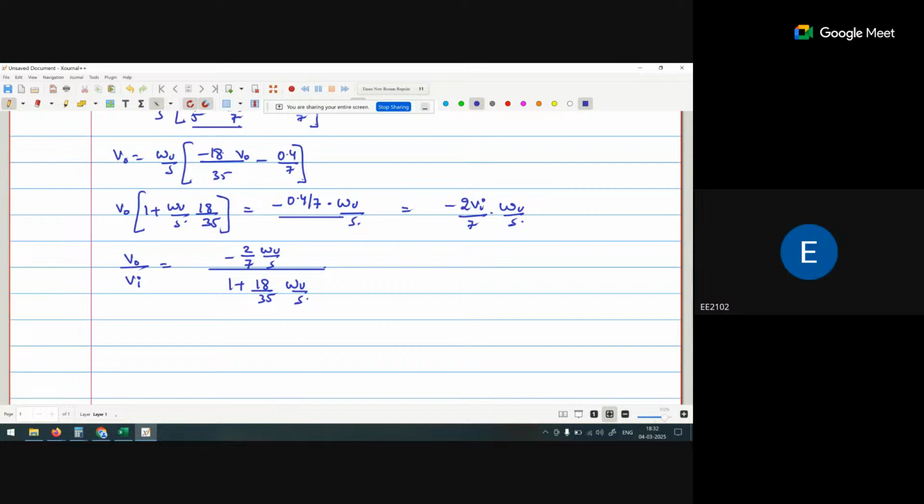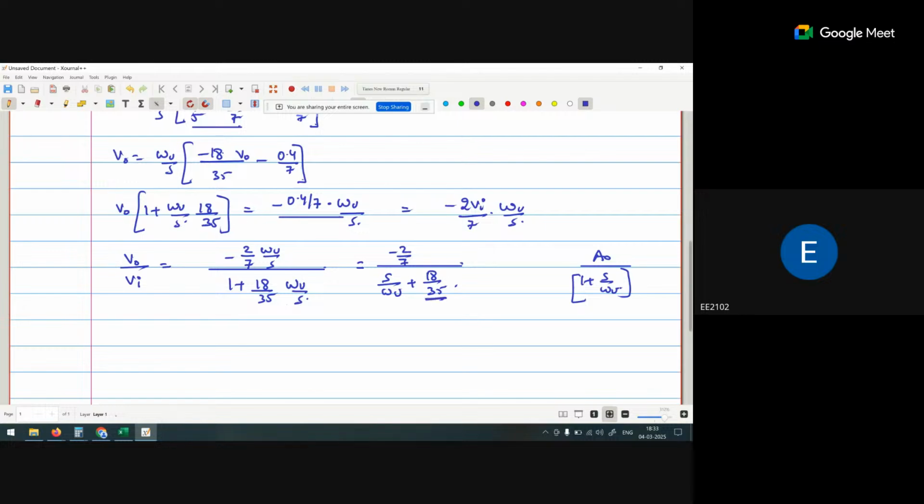Now what do we do? Convert the denominator into the form of s by omega u. So just take omega u by s common from the denominator and cancel it out. That is minus 2 by 7 upon s upon omega u plus 18 by 35. Now if I compare, it is the A naught upon 1 plus s upon omega u form. That means the constant is 1. Here the constant is 18 by 35.